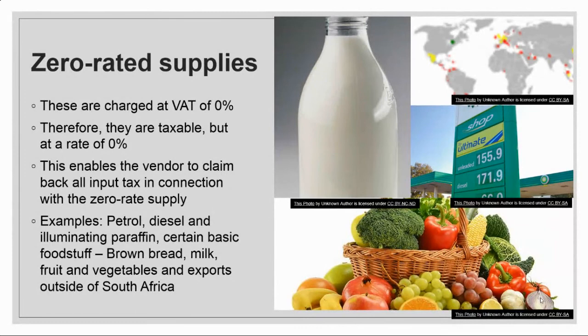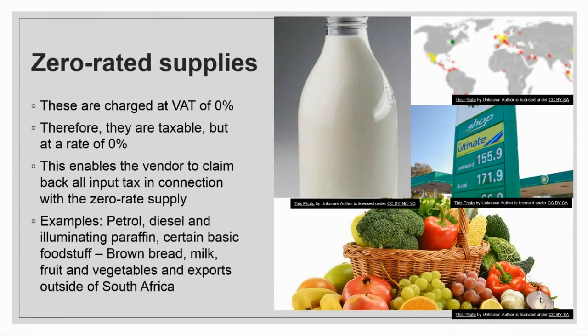Now, why do we have zero rated supplies? The fact that we have zero rated supplies means that that supplier or vendor is allowed to claim the input VAT of everything that he's purchased in creating that supply. Whereas if it's an exempt supply, I'm not allowed to claim the input VAT. So that's why it's very important to distinguish between a zero-rated supply and an exempt supply.